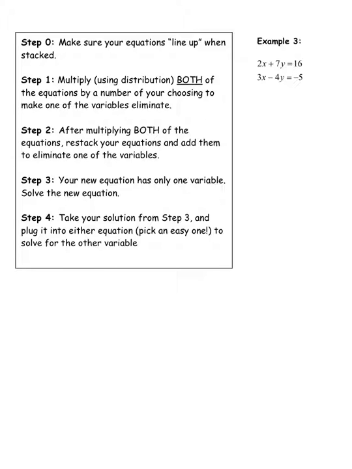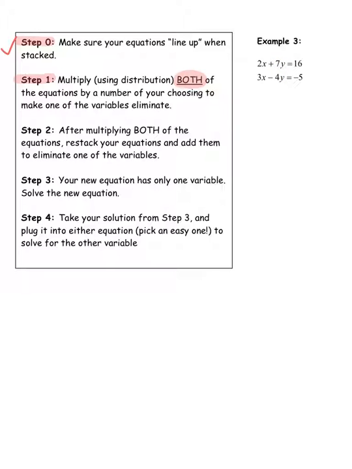All right, moving on to example 3. Step 0, make sure your equations line up. That is true, we have it. In this example, we're going to have to multiply both of the equations by a number of our choosing to make one of the variables eliminate. And the reason is because if I try to eliminate the x's, there's no number that I can multiply by 2 that will turn it into the number 3. That's an easy number to work with. And I can't multiply 7 by anything to turn it into negative 4.